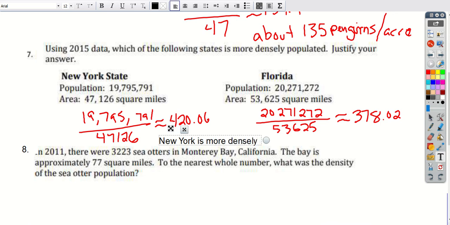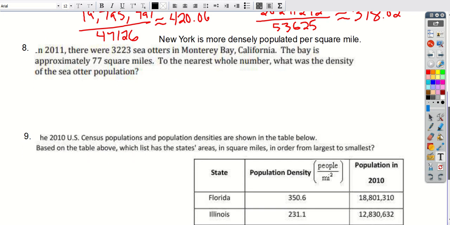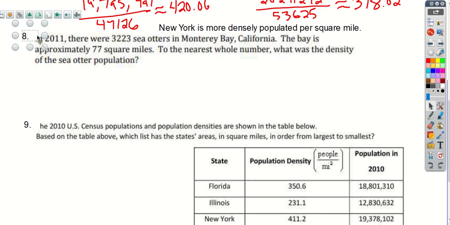Densely. Is there a word? Well, I'll put it for a word now. It's up there. Per square mile.